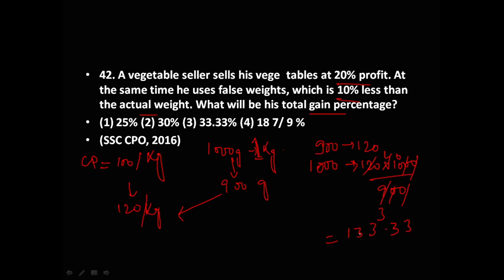So it is 133.33. So what's the gain? This 33.33 is the gain. So percentage of gain: 33.33. It's the gain in 100 rupees, right? So it's a 33.33% gain. Clear? Next.